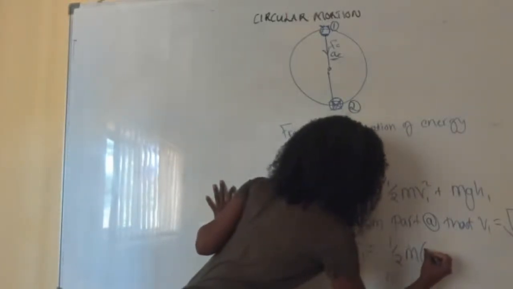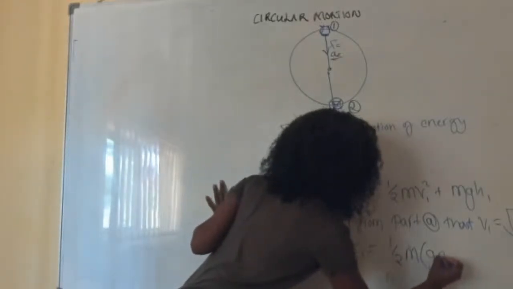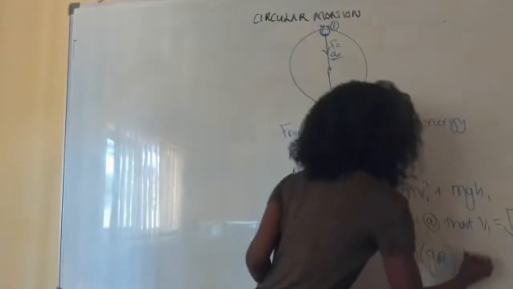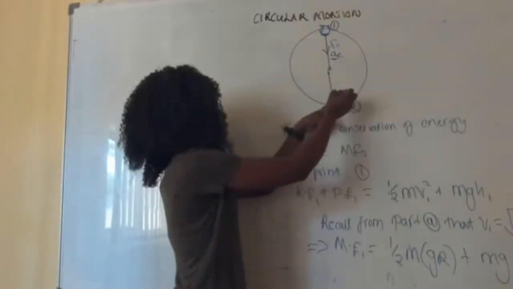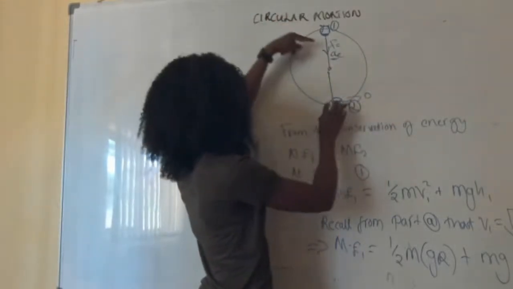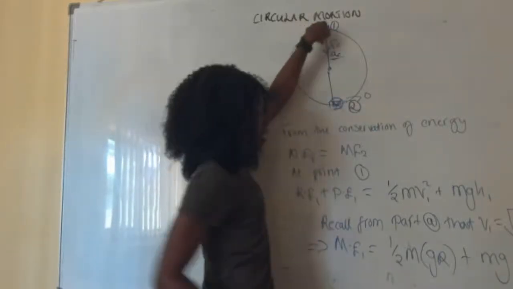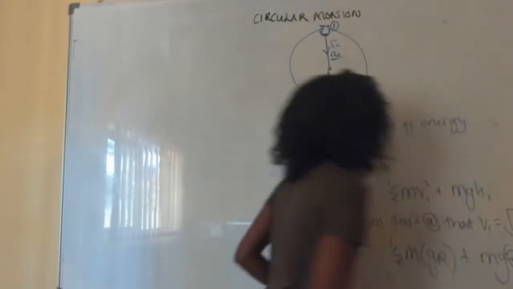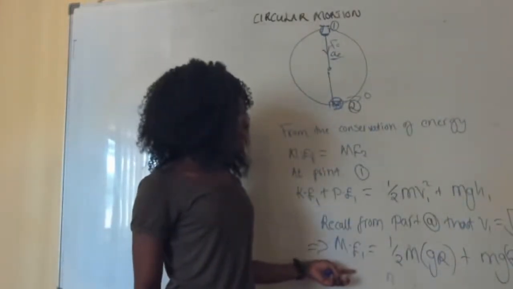gR, which is just the V squared there, then plus mg. Now, what is h in this case? It's the height. If this is my reference point, my 0 point, from here to here we just have the diameter as our height. So if this is the diameter, then it's simply 2 multiplied by the radius r. So we have 2r. So this is the mechanical energy at point 1.